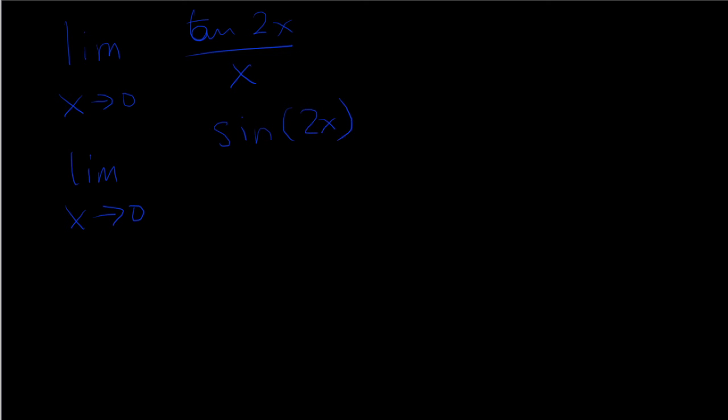Let's do another one. This time let's involve tangent. So we have limit as x approaches 0 of tangent 2x over x. We can change tangent. We know tangent is sine over cosine. So we can say tangent 2x is sine 2x over cosine 2x, and then that's all over x.